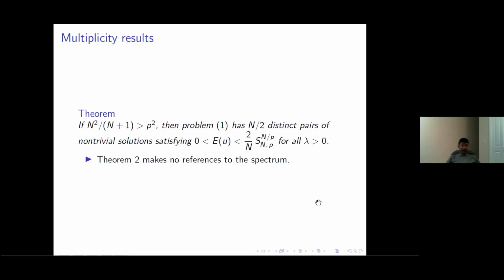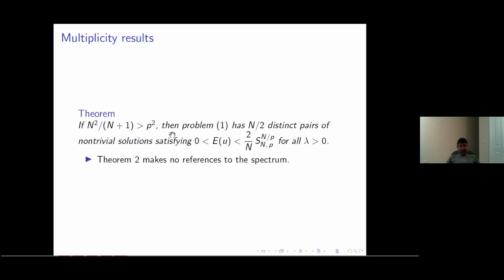So that's the first theorem, and here's the second theorem. This is assuming a stronger condition on n. Suppose n squared divided by n plus 1 is bigger than p squared, and so if p is equal to 2, this basically says that n has to be bigger than or equal to 5.